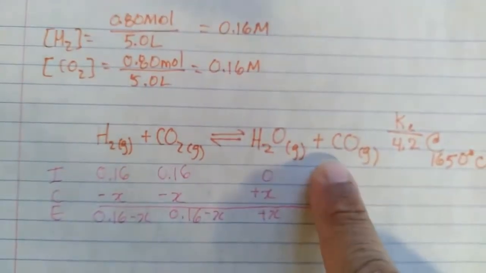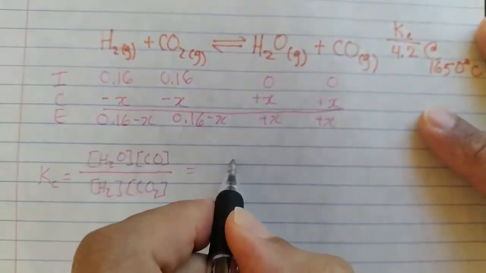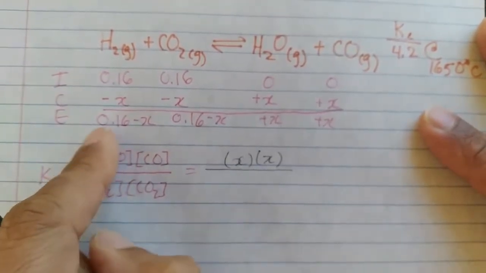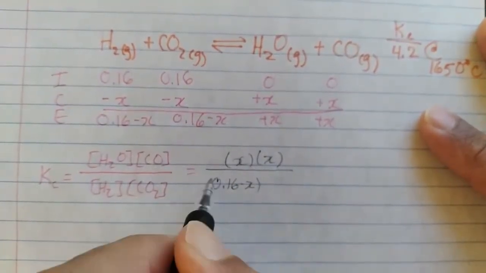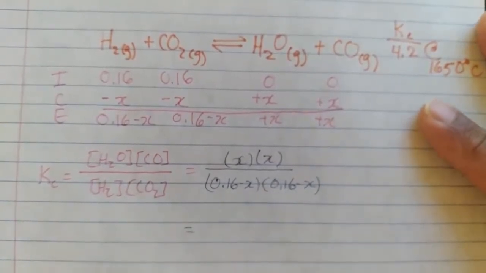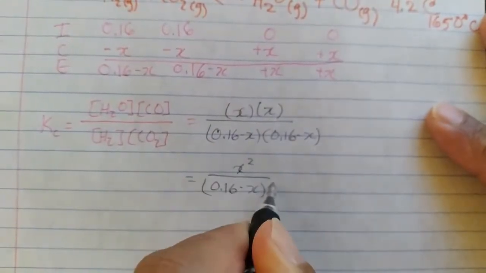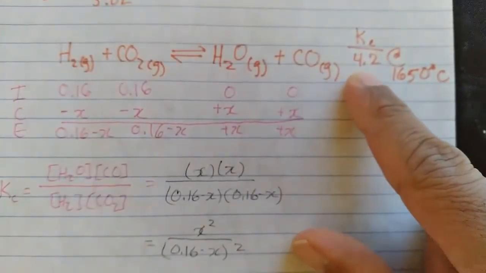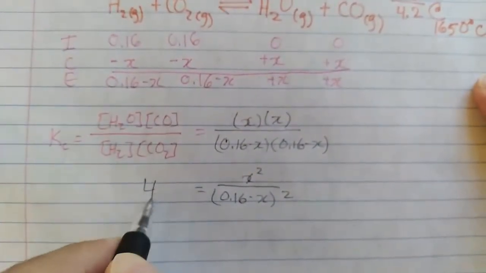So what is our equilibrium expression? Our equilibrium expression is going to be products over reactants. Here it is x times x; I'll do the simplification a little bit later. And H2 and CO2 are both 0.16 minus x. So hopefully you can see that this is nothing more than x squared divided by (0.16 minus x) squared. When this gets into equilibrium, that has to equal 4.2. Remember, it's quoted at a specific temperature. So this has to equal 4.2.